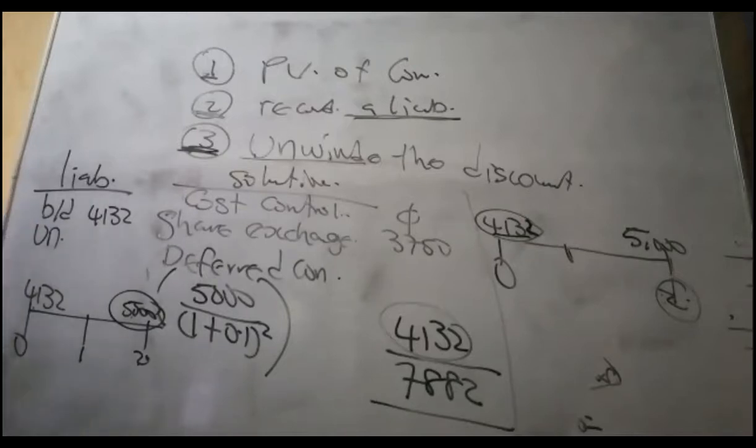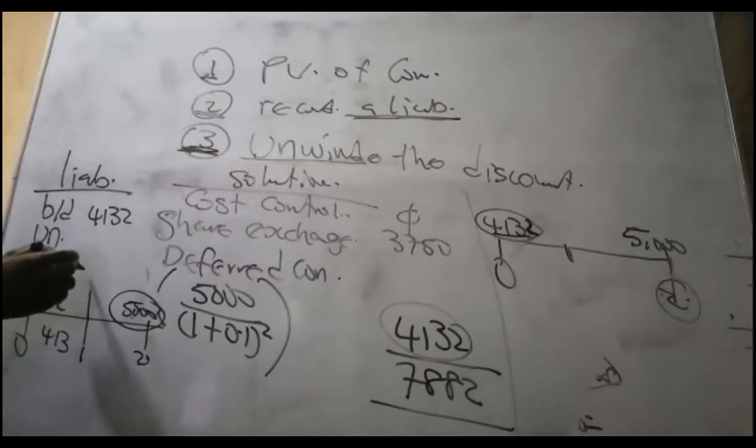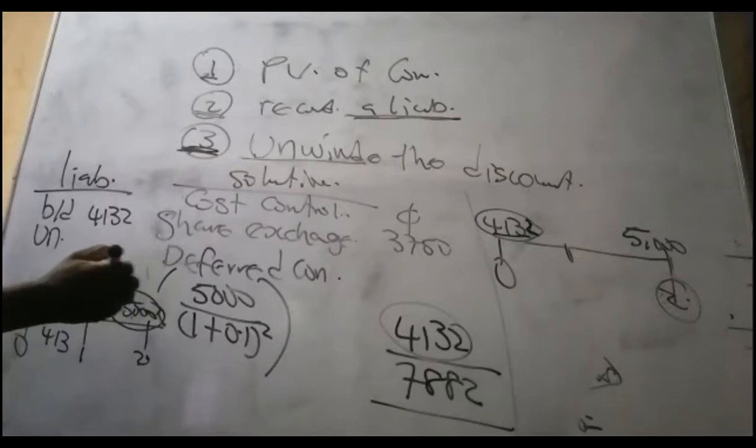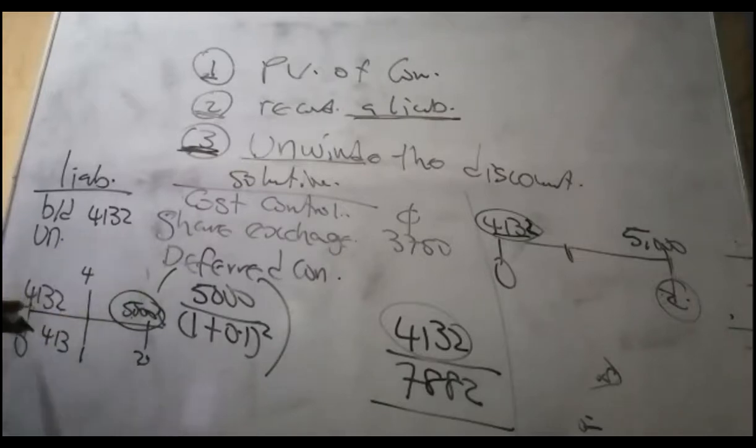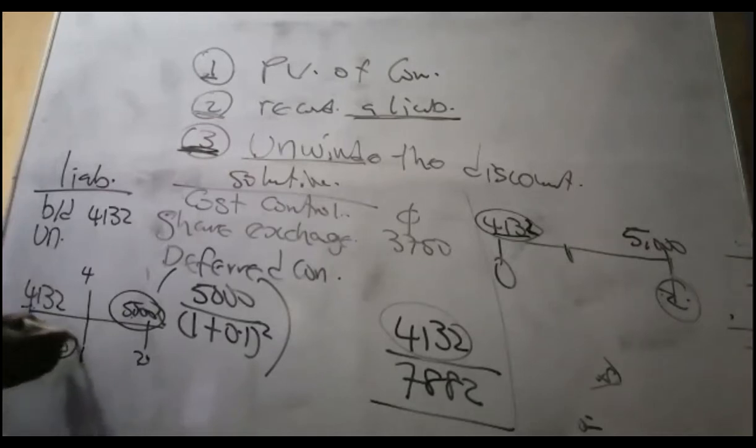So in short, I just have to look for my discount factor. The discount factor was 10%, so I'll multiply this one by 10%. I'll get 413. So if I add this to this, to increase the value, I will get it at the end of year 1. Then I'll find another one again in that order.